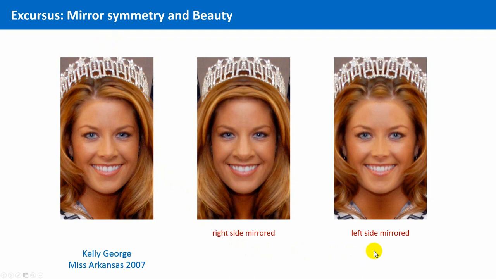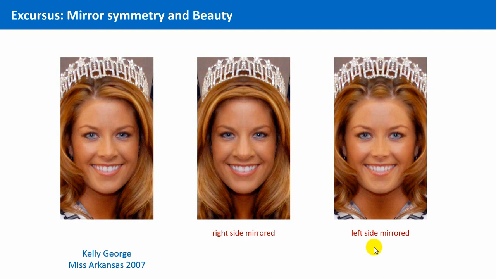To which extent a face actually is mirror symmetric can be easily explored by taking a photo and mirroring one half of the face and then gluing the two parts together. This can be done either with the right or left-hand side of this portrait. And this is the result of the two exactly mirror symmetric Kelly Georges.